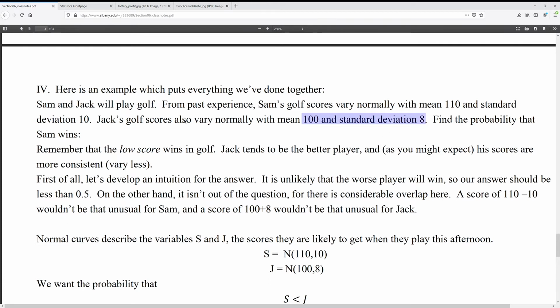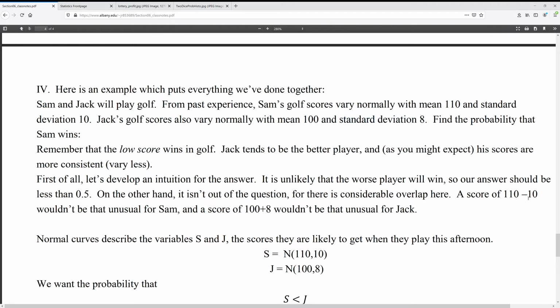So these two bells, one centered at 110, one centered at 100, spreading out as they do, they overlap considerably. I don't have a great picture of that, but something like that. There is a considerable amount of overlap in those bells. If Sam has a good day and gets a score of, say, 100, that is not an unusual day for Sam. It's just a good one. And if Jack has a bad but somewhat typical day and gets a score of 108, well, then Sam's got the better score with room to spare. So there is considerable overlap there.